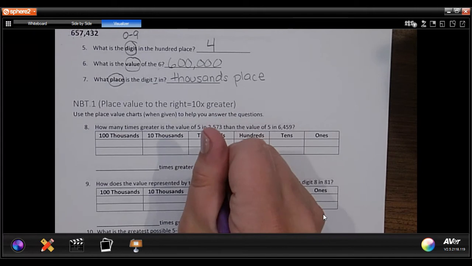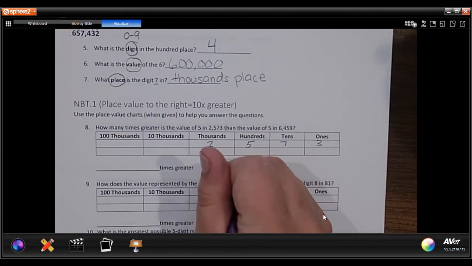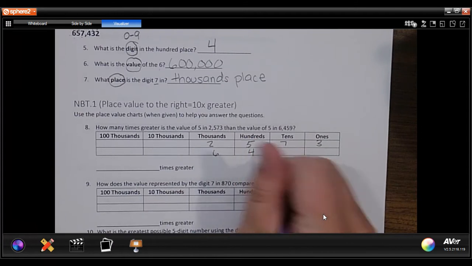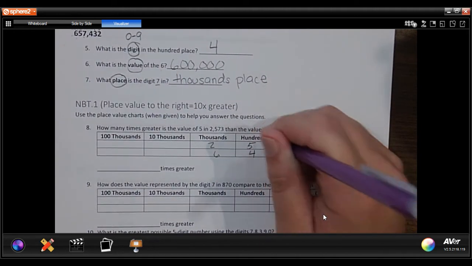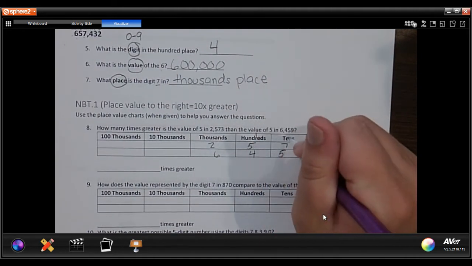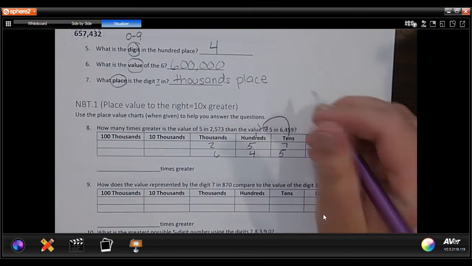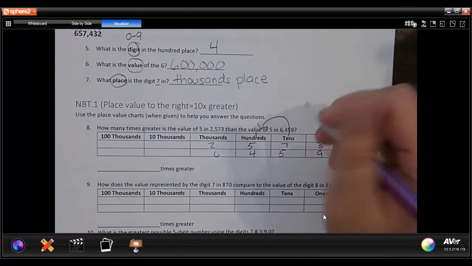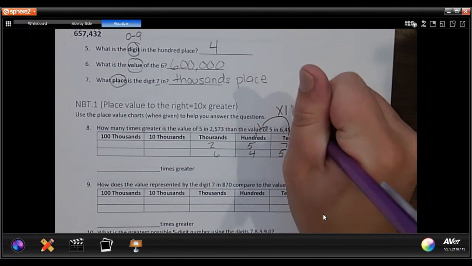So I'm going to put 2,573 on the first line, and then on the second line, 6,459. So I'm comparing from this first one to the second one. So I'm going to draw an arrow from the first one to the second one. I know that in place value, our magic number is 10. Every time I move up a place value, the value is 10 times greater.